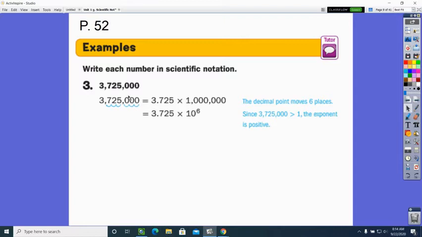The next thing I need to do is figure out how many places did I move the decimal. Now, first of all, this is a really big number, so my exponent is going to be positive. The next thing I'm going to do is look at how many places I moved it. And in this number, the decimal is sitting at the end. 3,725,000, and the decimal is at the end. So we are going to wrap around the 0. That's 1, 2, 3. Around the 5 would be 4. Around the 2 would be 5. Around the 7 would be 6. And I got it where I needed to be. So it would be 3.725 times 10 to the 6.